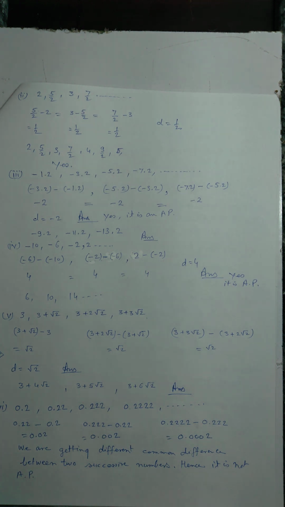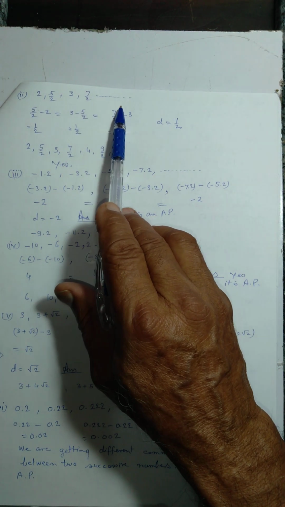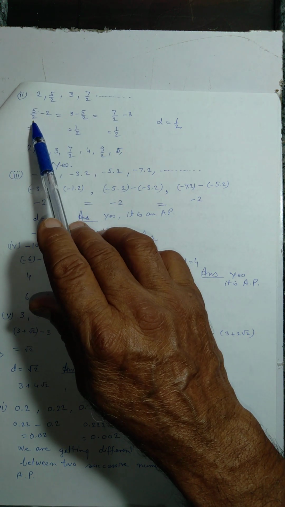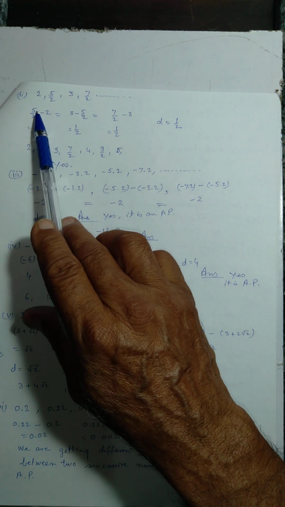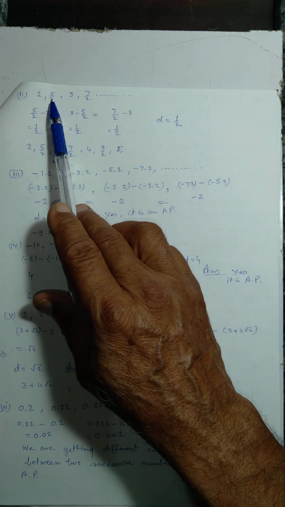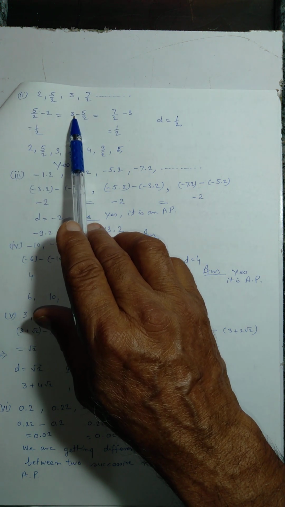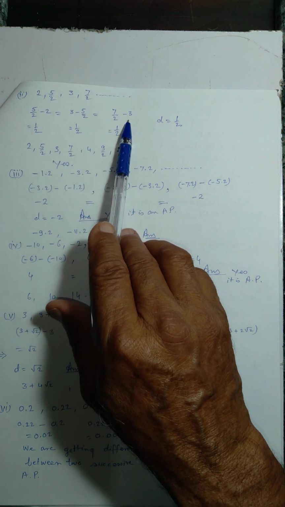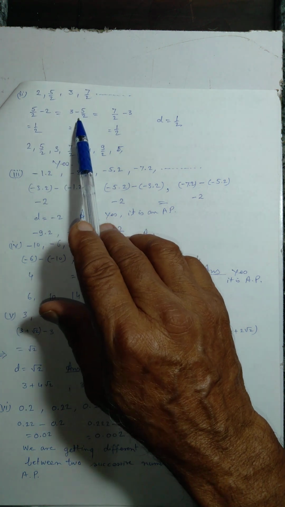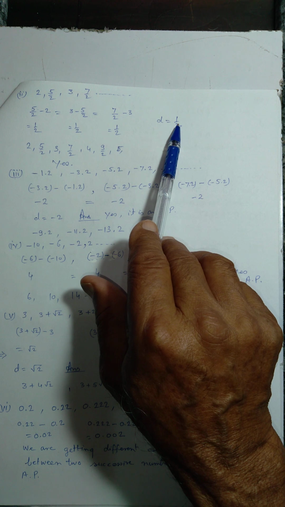Now, the second part, that is 2, 5 by 2, 3, 7 by 2, and so on. In order to get the common difference, let us take 5 by 2, meaning second term minus first term, third term minus second term, fourth term minus third term. In all the cases we are getting 1 by 2. So the common difference is 1 by 2.